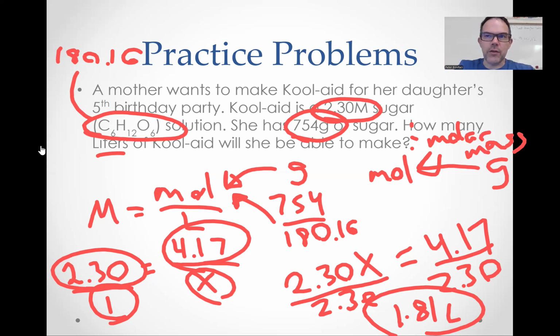Just as a quick reminder, there's that one thing I had you write at the beginning. If you need to get to liters, which you will in the homework pretty regularly, remember the way you get to liters is you divide by 1,000. So it's milliliters divided by 1,000 gives you liters.